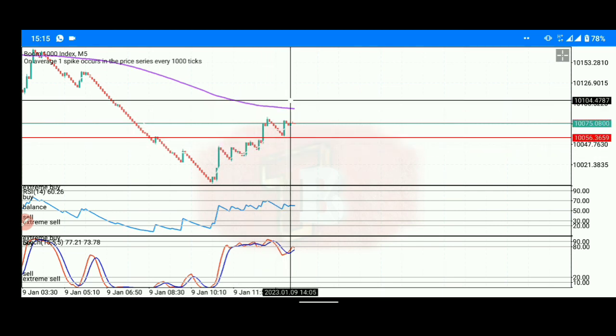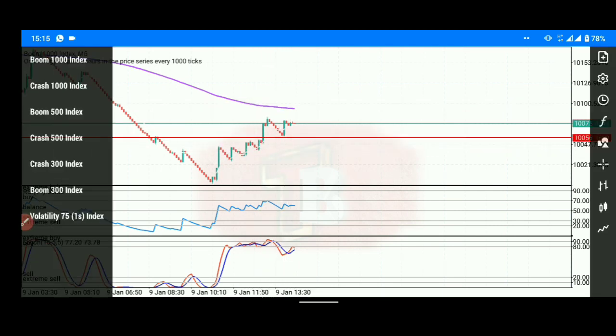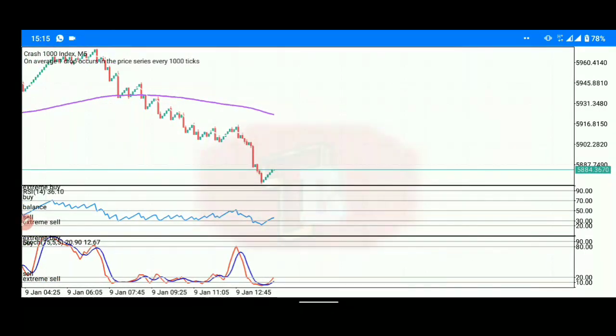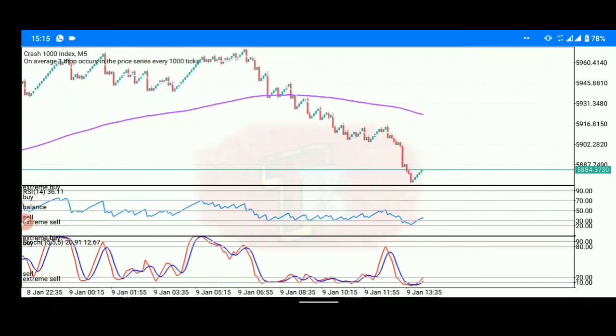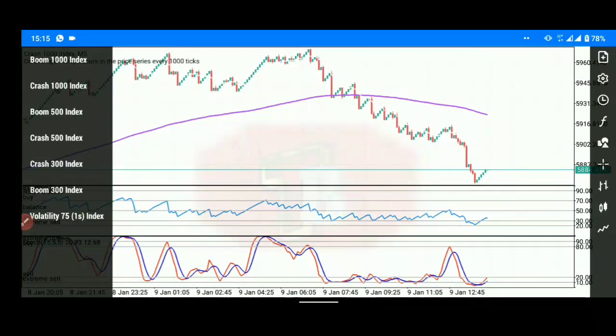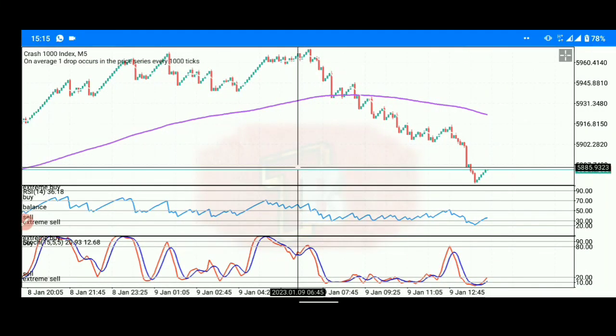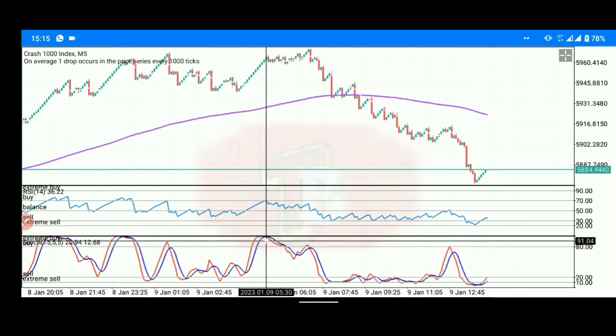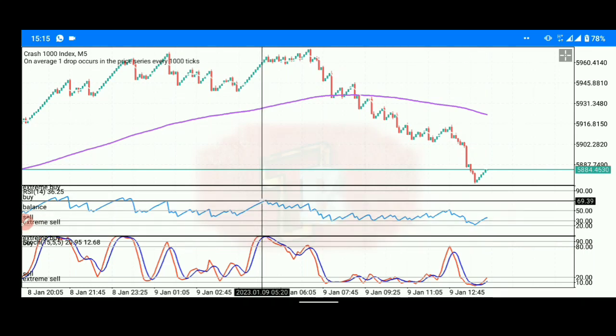All right, so let's try another asset. Let's check it out in Crash 1000. Wow. This is what Crash 1000 has been doing today. This is just today's market. Okay, so now let me show you. This is our oscillator. Remember, when the red is crossing the blue, watch this. Red crossing the blue is giving us the same thing as our RSI at 70 level.